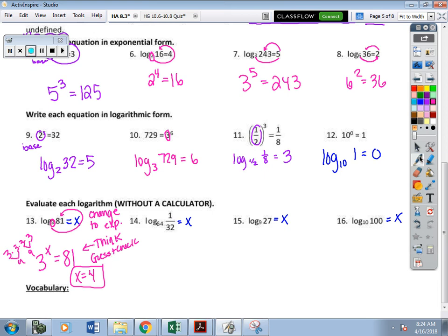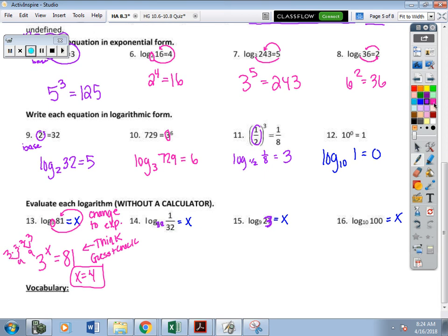All right, the next one, I want to change this. Is it changed on your paper to 32? Yeah? Okay. I also changed this one. I think on your papers it's good. Just didn't do it on my board.